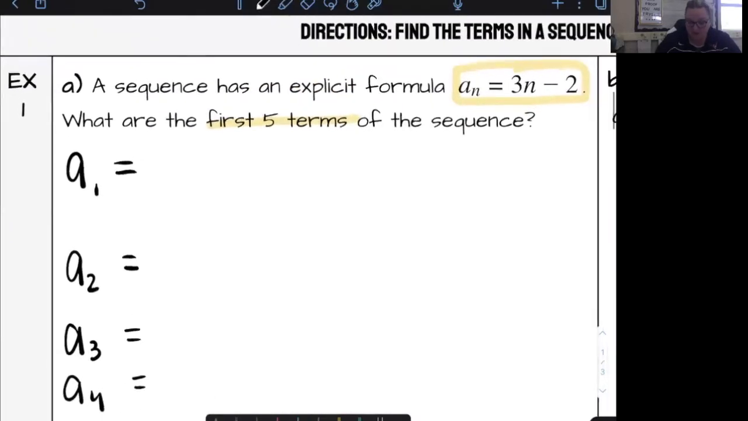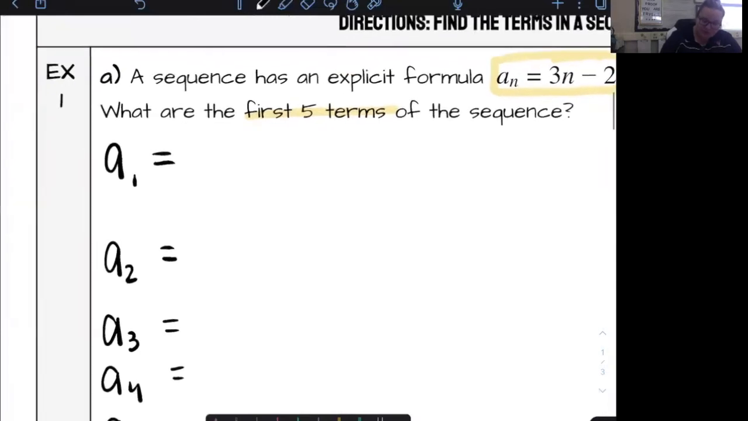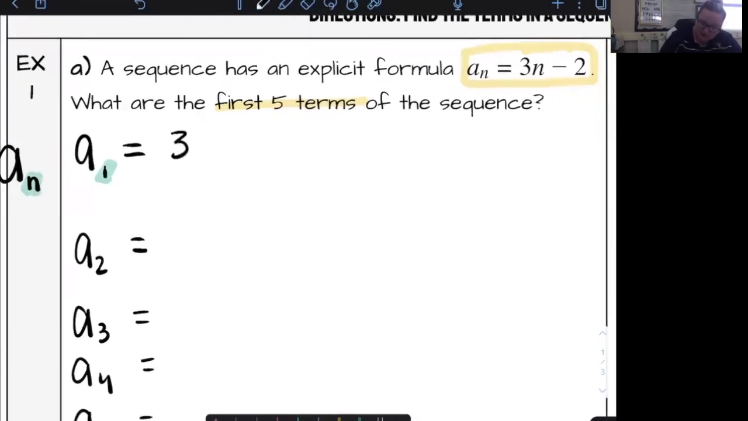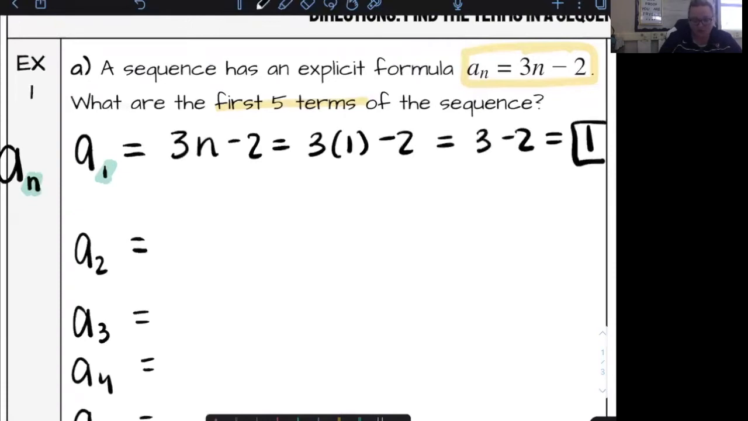So what we're going to do is, for a sub 1, remember each term is represented by a sub n. So in this case, our n would be 1. We just plug that in. 3 times n minus 2. So 3 times 1 minus 2 would be 3 minus 2, which is 1.